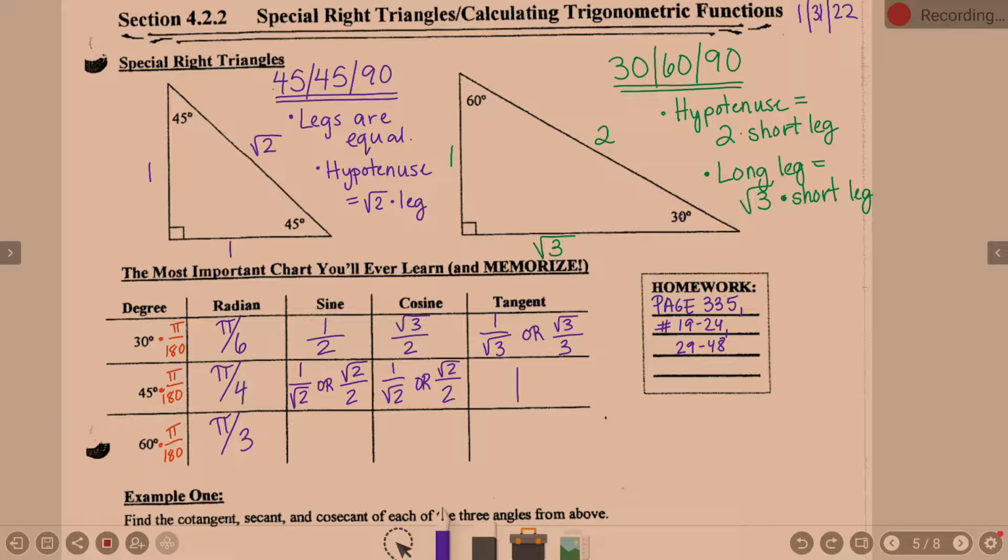Okay. Have you done your 60 degree row? Or are you ahead of me? Some of you are. Sine of 60 degrees. So now we're back to the other triangle, and we're doing 60. So 60 is my base angle this time. Okay. Sine of 60. What about sine of 60? It's going to be opposite over hypotenuse. So square root of 3 over 2.